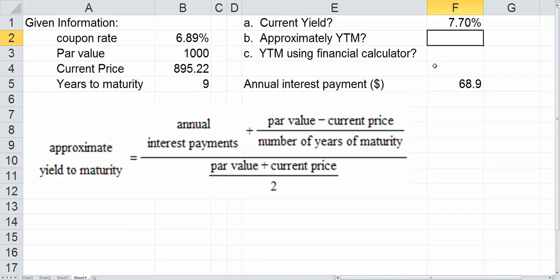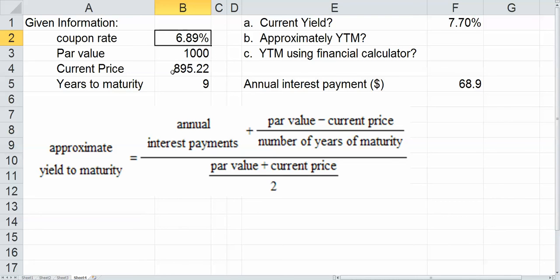The second question we're asked is to calculate the approximate yield to maturity. So what they're basically asking us is, if we were to buy the bond at the par value of $1,000 and receive coupons of $68.90 every year for 9 years, and then receive the par value at maturity, that would give us a yield to maturity of 6.89% every year.